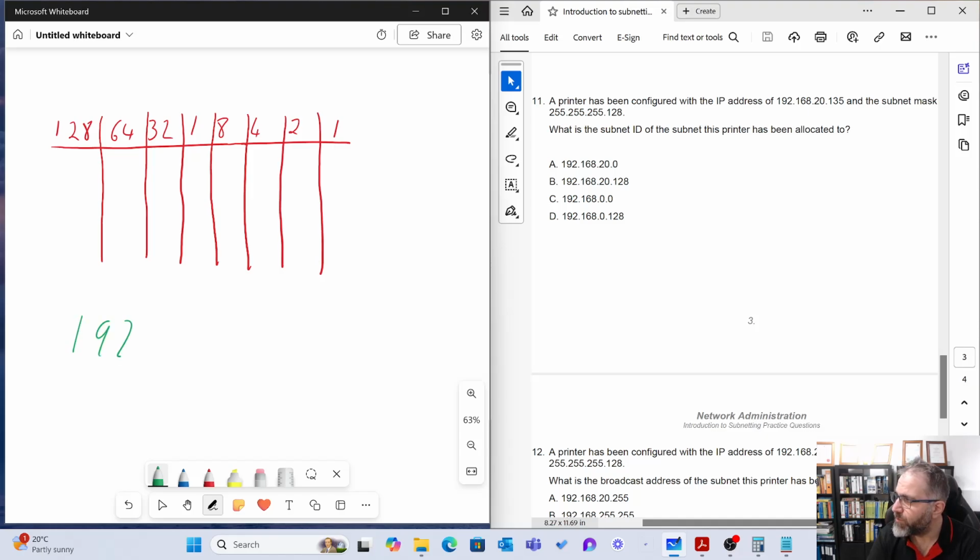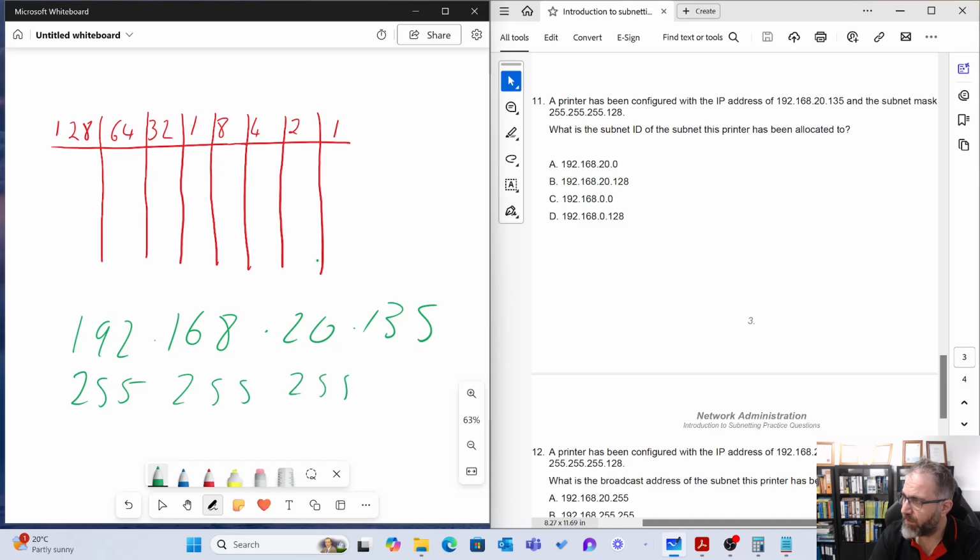So this is what we know: 192.168.20.135, that's the IP address. We know that the subnet mask is 255.255.255.128, exactly like the one we did before. What's the subnet IP address? And remember, look at this, it's in the 135. Now this is going to be interesting.